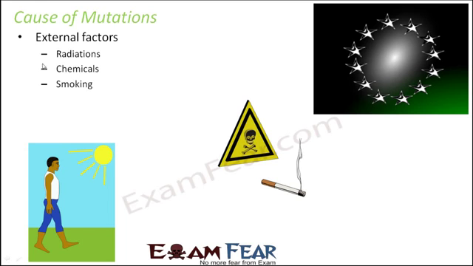For example, radiations, chemicals, or smoking. That is why it is often written wherever you get a cigarette pack that smoking is injurious to your health. Why is it injurious? Because when you smoke, there are certain chemicals in it which actually alter the structure of your gene and the chromosome.